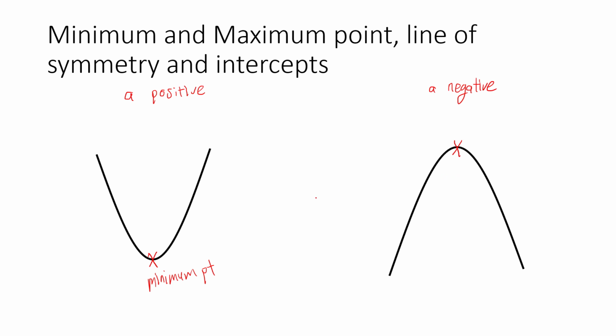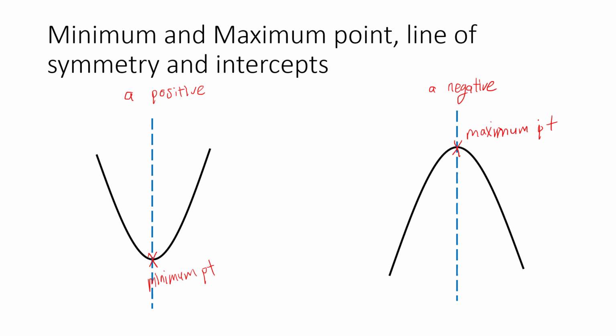And the line of symmetry: can you see that this is actually a very symmetrical shape, the smiley face and the sad face? So the line of symmetry will pass through the minimum point as well as the maximum point. So this is the line of symmetry that will cut the curve into two symmetrical sides.